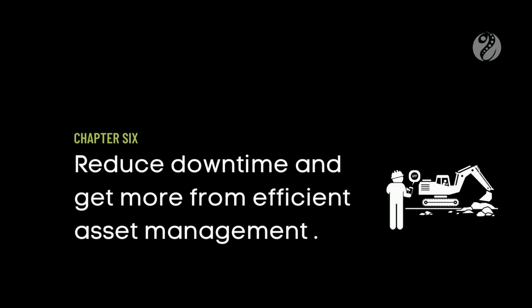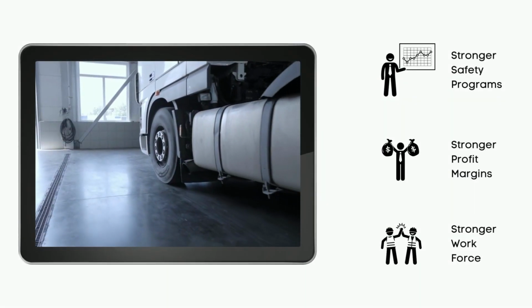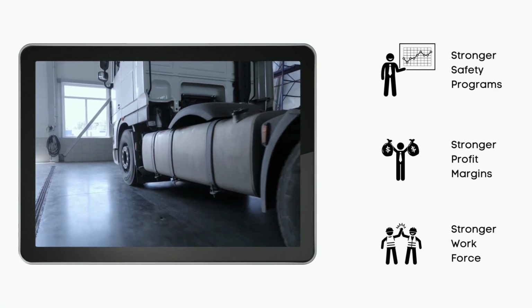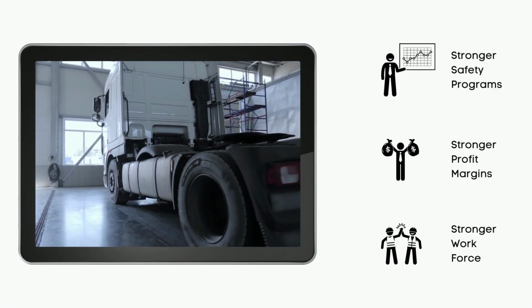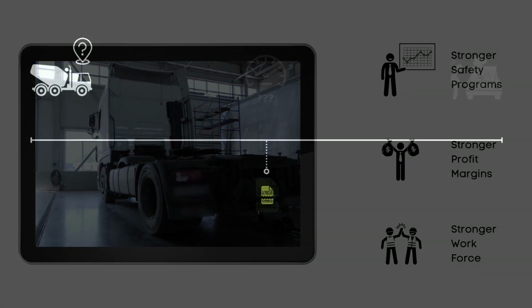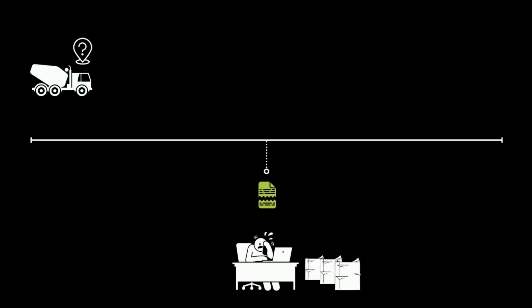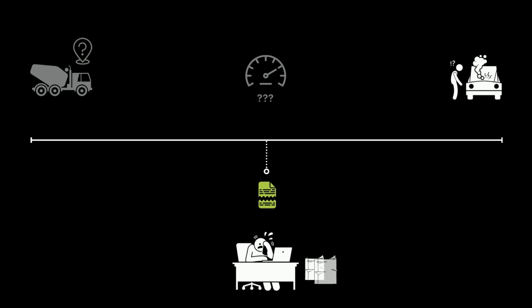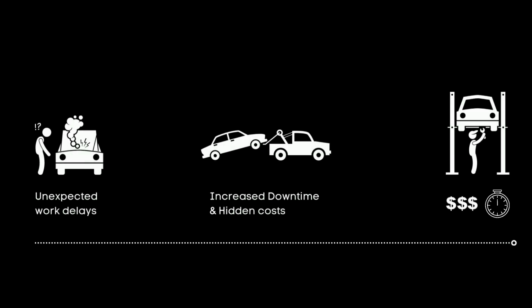Chapter 6. Reduce downtime and get more through efficient asset management. Having assets that are in good working order is a key part of the success of any company. Companies who manage their assets with a traditional paper-based system struggle with the simple things like knowing where their assets are, how well and how much they are performing, and keeping on top of their preventive maintenance plan, which can cause unnecessary additional downtime on equipment.